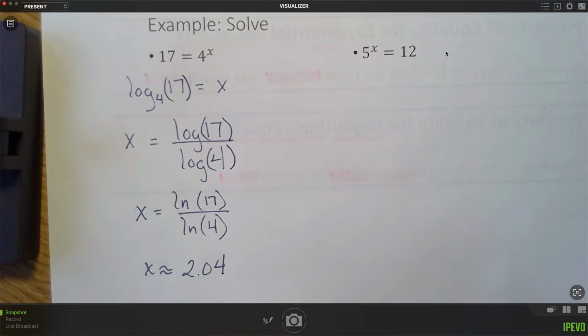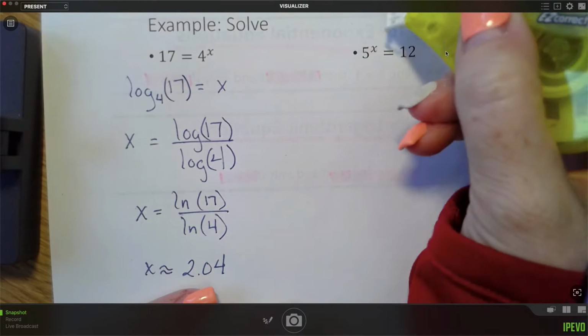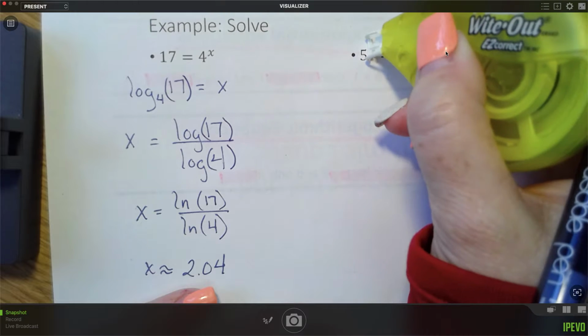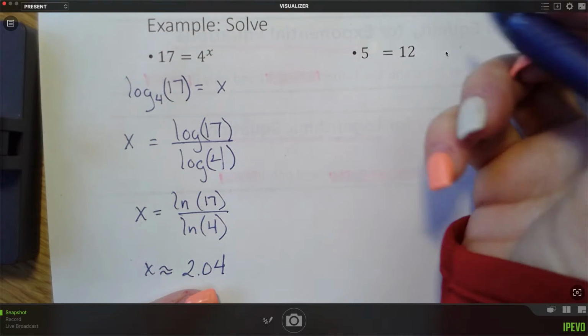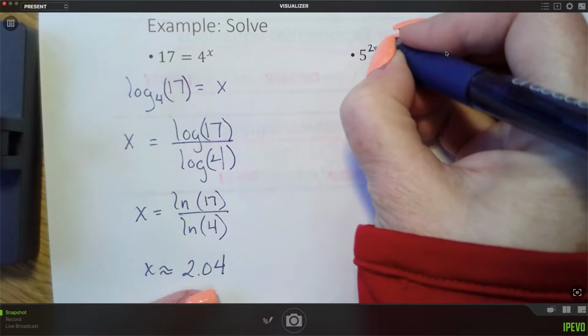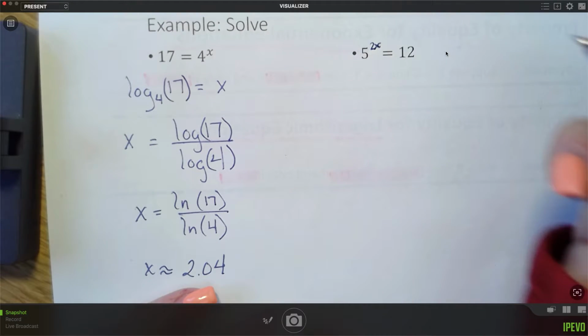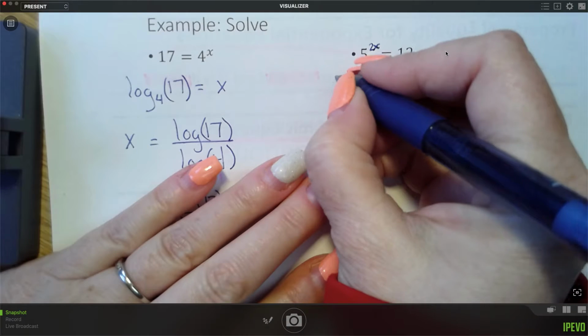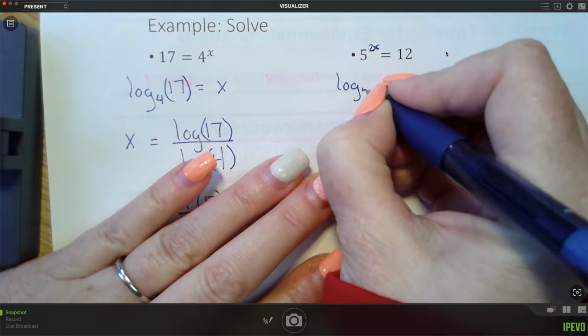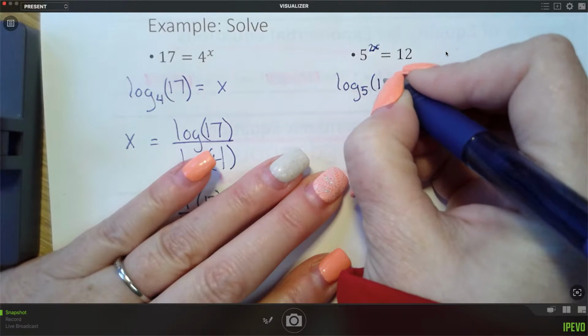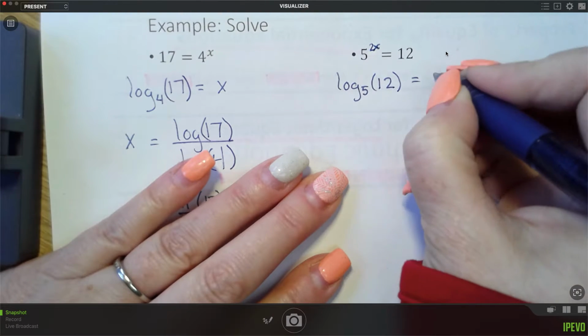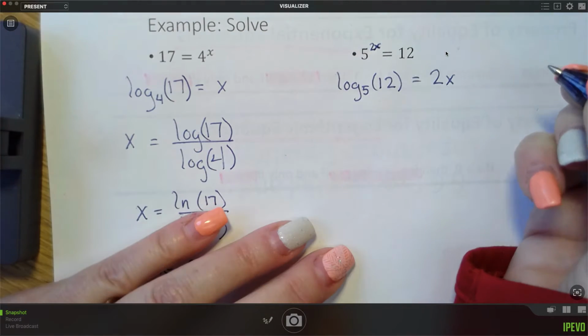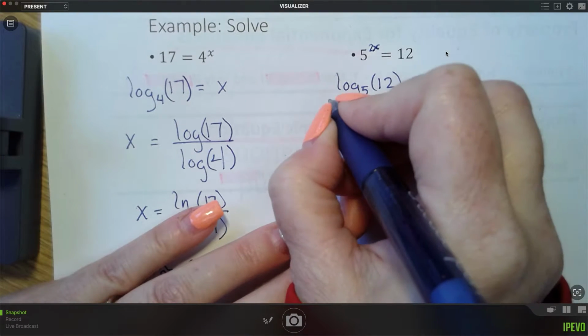I'm going to change this one right here. No, just that x. I'm going to make it 2x. Okay? So I just put 2x instead of x. So I have 5 to the 2x equals 12. Log base 5 of 12 equals 2x. So then I would, yes, divide by 2.